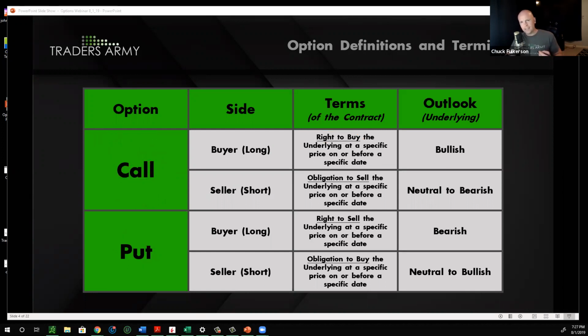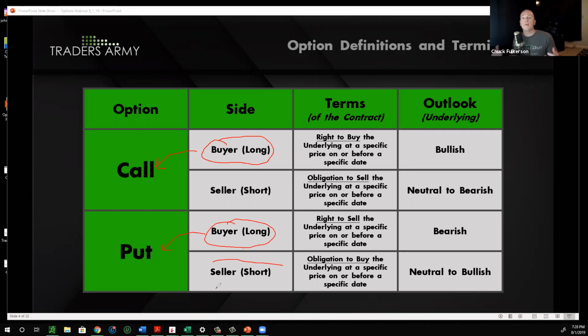What if I'm just using it as a speculation tool? Very simple. If I'm bullish and I think the market's going to go up, I buy a call for the most part. If I'm bearish and I think the market's going to go down, I buy a put. That's the easiest. If all you're doing is buying options, that's the easiest thing to think about, okay?